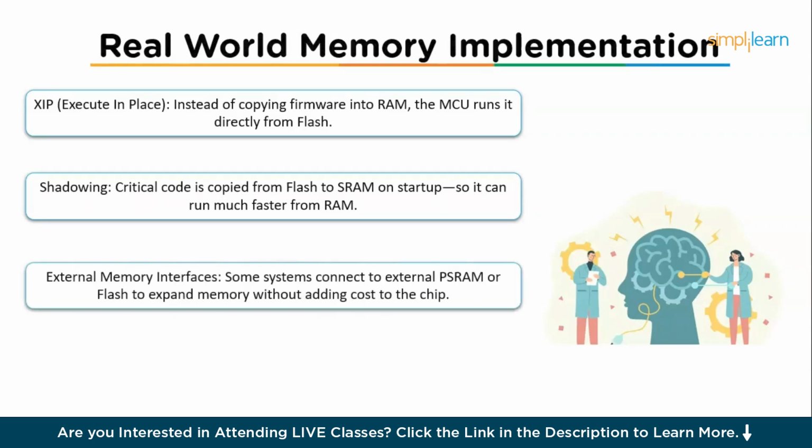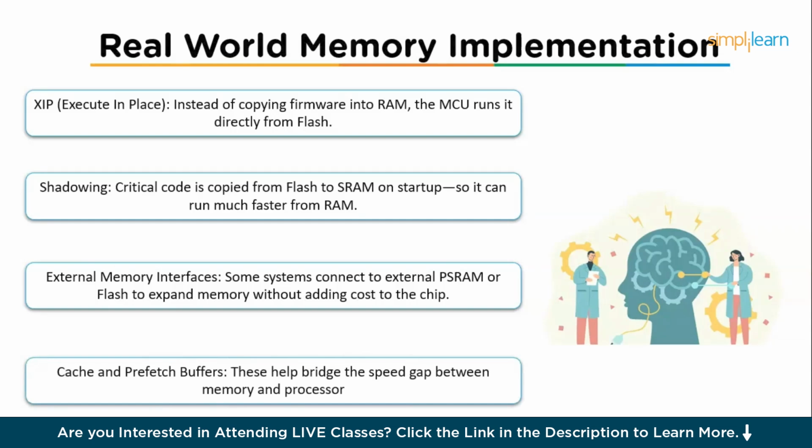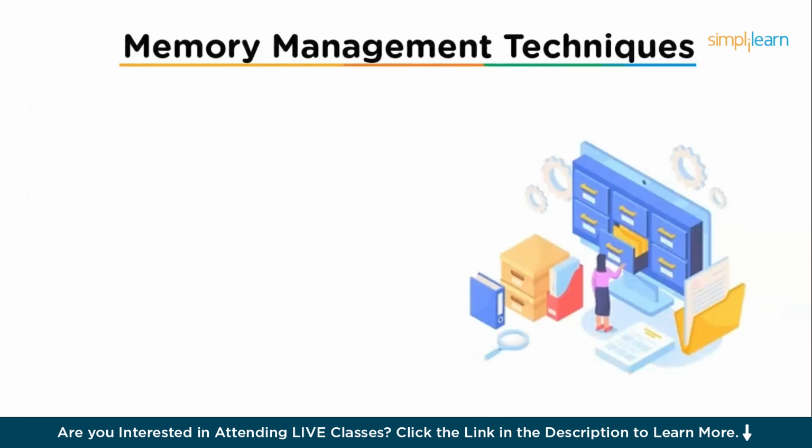Then we have external memory interfaces. So some systems connect to external PSRAM or flash to expand the memory without adding cost to the chip. Then we have cache and prefetch buffers. So these help bridge the speed gap between memory and processor without the developer doing much. So all these techniques help embedded devices run faster and smarter without needing massive hardware upgrades. So let's now move on to see the memory management techniques.